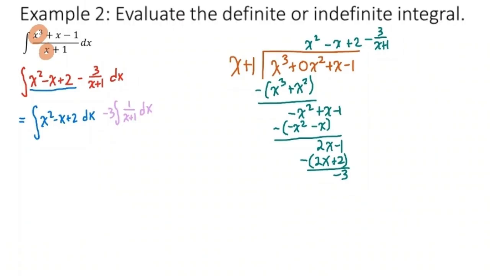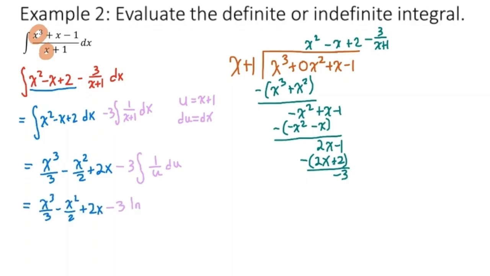Working out the integral of the x squared minus x plus 2, just applying power rule one term at a time, we get x cubed over 3 minus x squared over 2 plus 2x. As for our last remaining integral, we can evaluate that by making u equal to x plus 1. So our second integral becomes negative 3 times the integral of 1 over u du, and the antiderivative of 1 over u is the natural log of the absolute value of u.